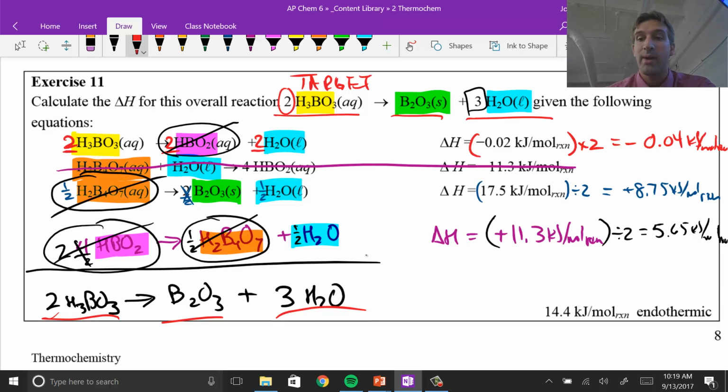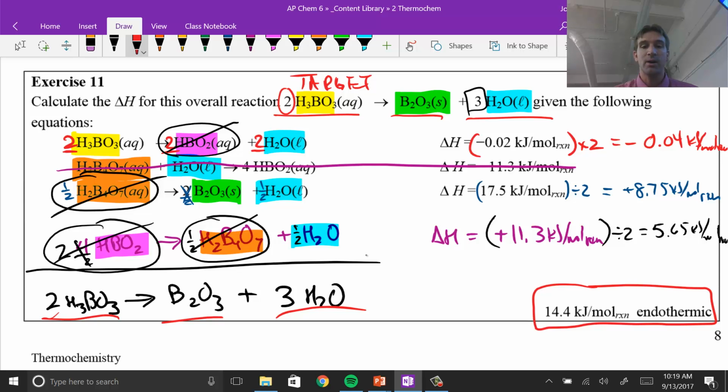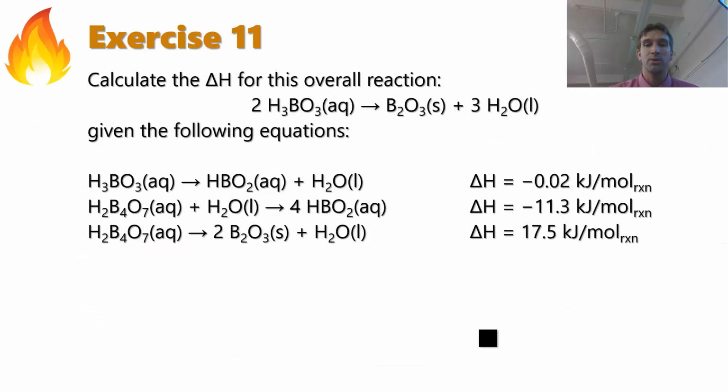When combined and rounded appropriately, we should get 14.4 kilojoules per mole reaction. So hoping that made some sense. We're going to go ahead and move back now into our slides and work the next part out.